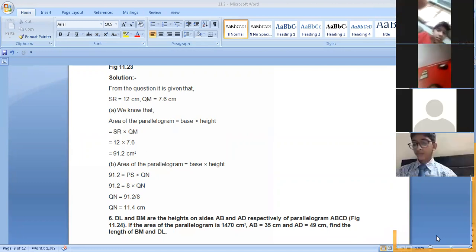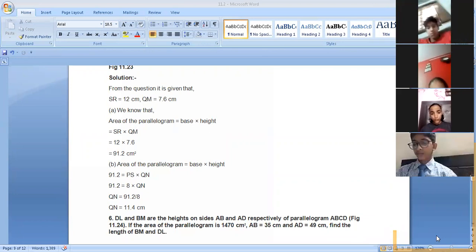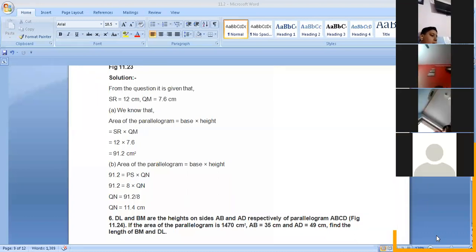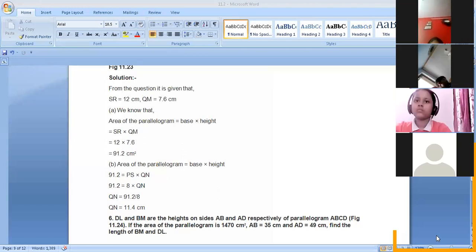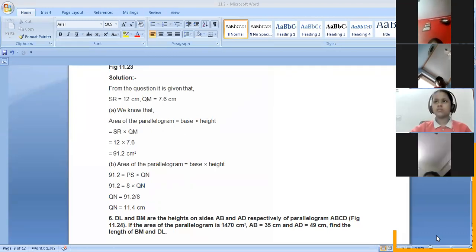Dhyan, read the next question, number 6. DL and BM are the heights on sides AB and AD, respectively, of parallelogram ABCD, Figure 11.24. If the area of the parallelogram is 1470 centimeters square, AB equals 35 centimeters and AD equals 49 centimeters, find the length of BM and DL.